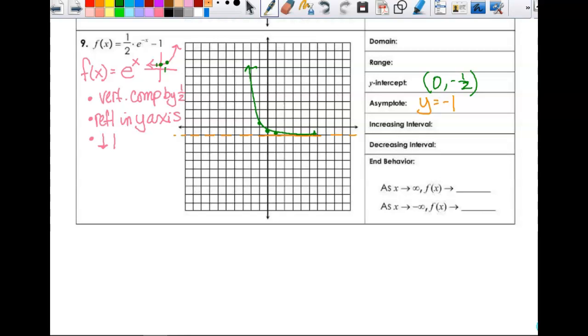Okay, we good? Now, domain, it's still -infinity to infinity like it will be on all of them. My range, I start where? -1. Go to infinity. I don't include either one of them, right? Is this increasing anywhere? No. So I'm decreasing from -infinity to infinity. In end behavior, as x approaches infinity, f of x approaches -1. As x approaches -infinity, f of x approaches infinity.